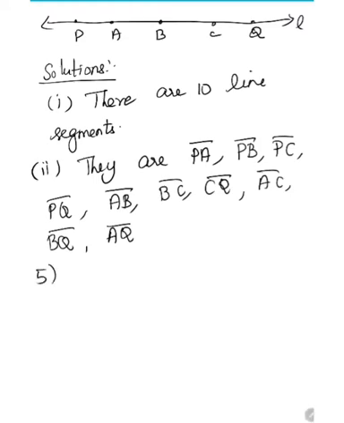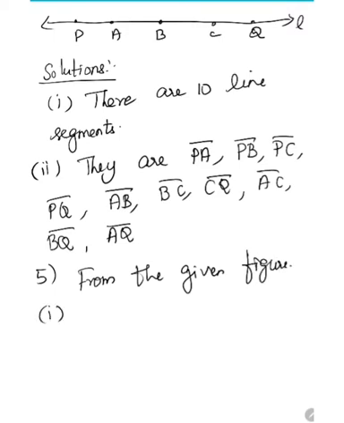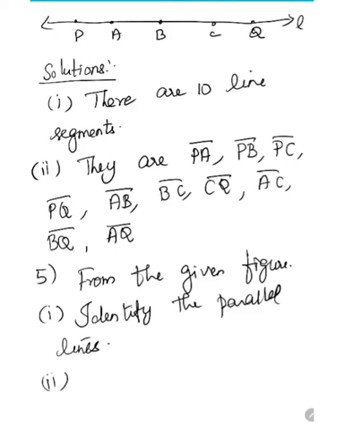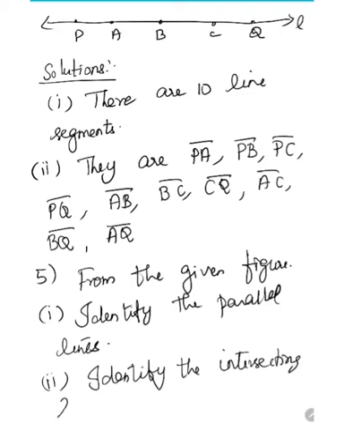We will see the next, fifth sum, that is from the given figure. From the given figure, the first question is identify the parallel lines. Second question is identify the intersecting lines. The third subdivision is name the points of intersection.